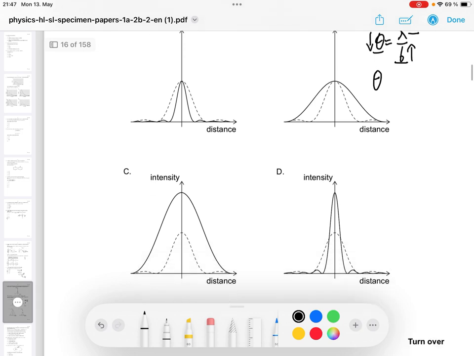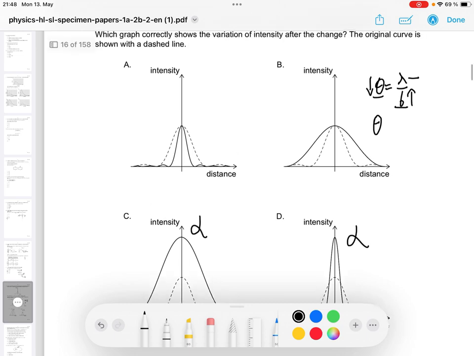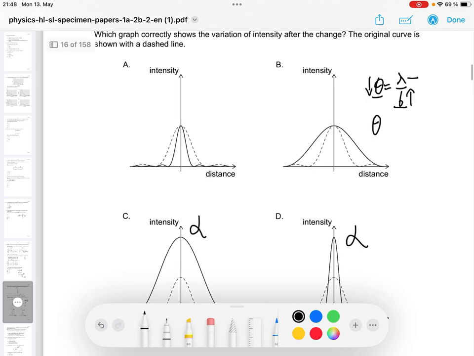So now we're looking for something which has the exact same intensity, as the intensity is not affected by the width of the slit, so we can rule out option C and option D. So we're left with B and A. Now, as we said, the angular separation of these must be less than it was before. In B, it's more wide, so it must be more spread apart, which is definitely not true, as we just proved. So the answer must be option A.